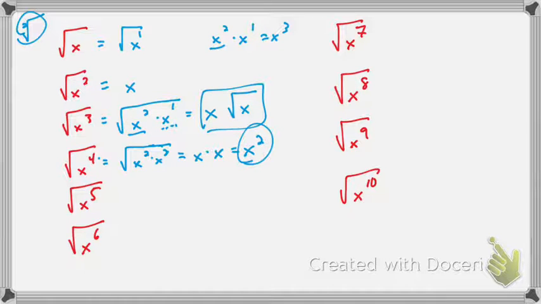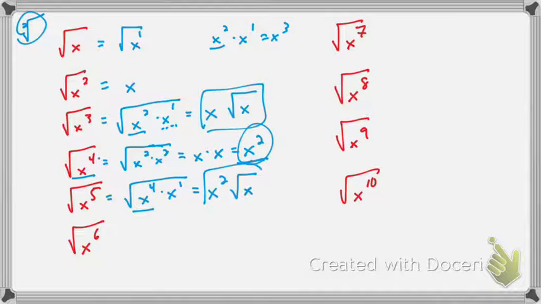Good. So then, this next one, since I know that the square root of x to the fourth is x squared, I can break it down to x to the fourth and x to the first. So the square root of x to the fourth is x squared. And then I have the square root of x left in there. Can't do anything else with that.